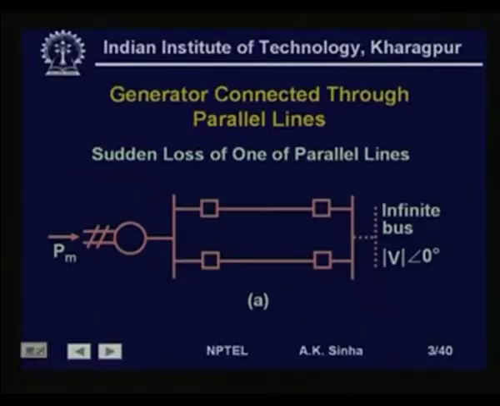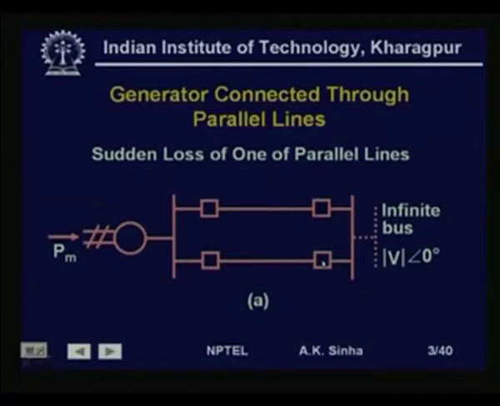to get the solution for the swing of the various machines. So, we will start with a generator connected to the infinite bus by means of parallel lines. That is, we have two lines connecting this generator to the infinite bus. And in this case, first we will take a case where one of the transmission lines is removed, that is sudden loss of one of the parallel lines. This line can be removed for maintenance purpose, or maybe when a fault occurred or some such situation occurred where we wanted to take this line out.